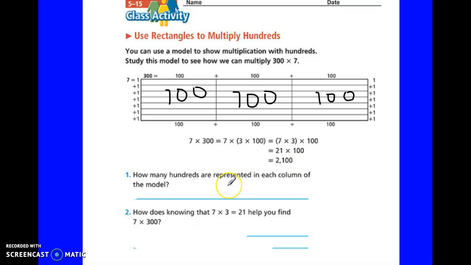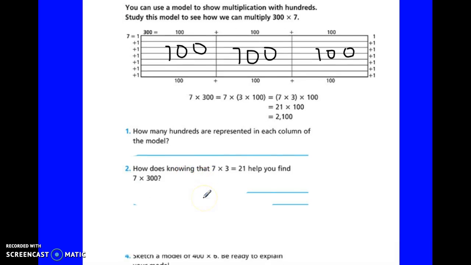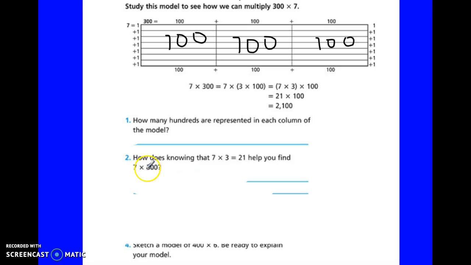Now, how does knowing that 7 times 3 equals 21 help you find 7 times 300? Well, I know with our tens trick that we did earlier, that if I knew 7 times 3 is 21, all I had to do was count the zeros. And the same thing works with hundreds. I just count these zeros. So I've got 2 more zeros there. I add them on. And guess what? 7 times 300 is 2,100.